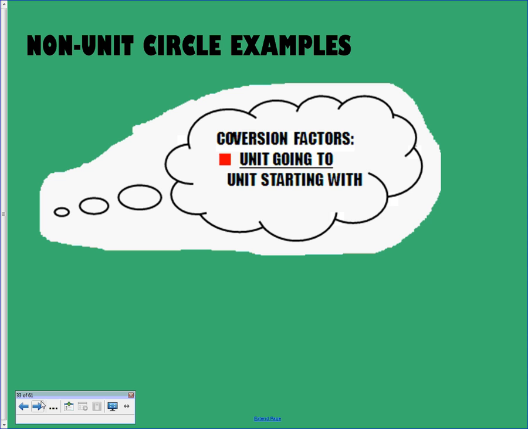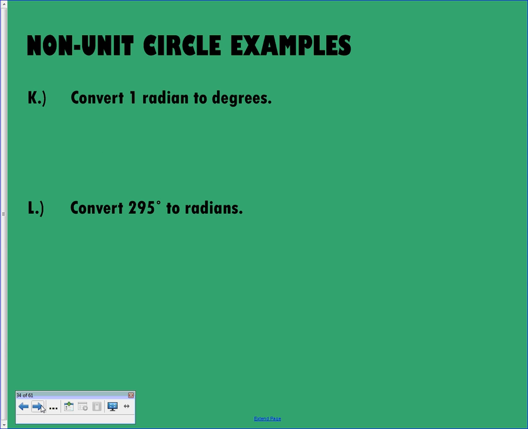Sometimes, however, we are going to convert things that aren't on the unit circle. How you're going to do it is you're always going to multiply by a conversion factor. You've seen this in science. The top part is the unit you are going to, and the bottom part is the unit you're starting with. So if we look at example K, convert 1 radian to degrees. You take the thing you have and multiply it by the conversion factor. The unit I'm going to is degrees, so I'm going to put 180 on top, and 180 is the same thing as pi radians.